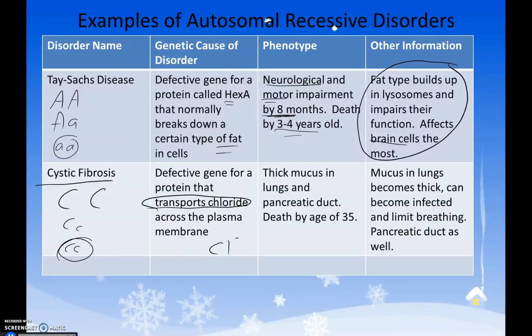The pancreas produces enzymes to help you break down your food. So because the pancreas can't function properly, these people have a hard time getting enough calories out of their food because they're not breaking it down all the way, and have a really hard time maintaining body weight.